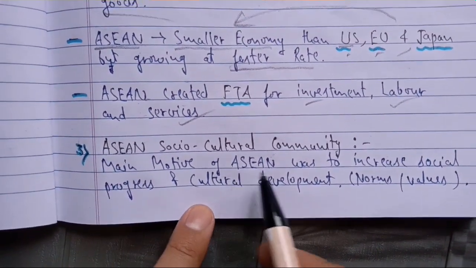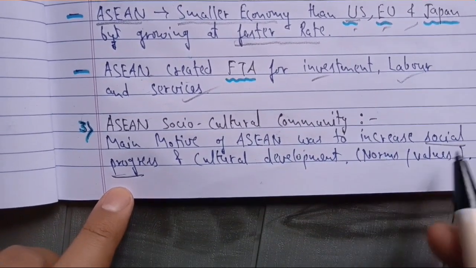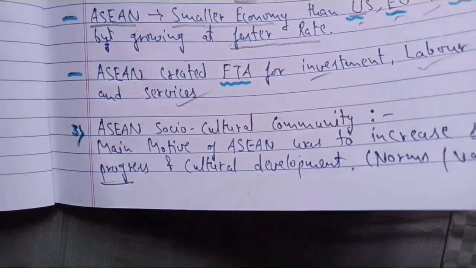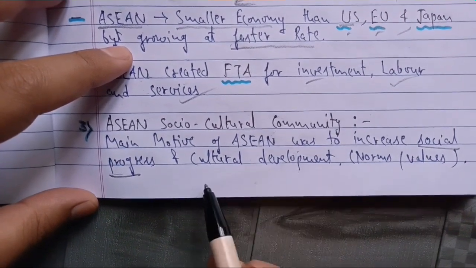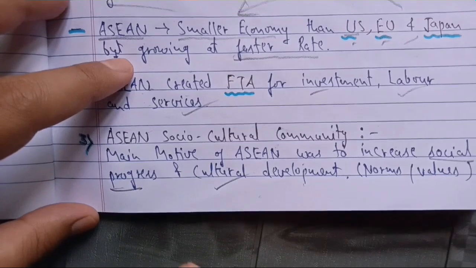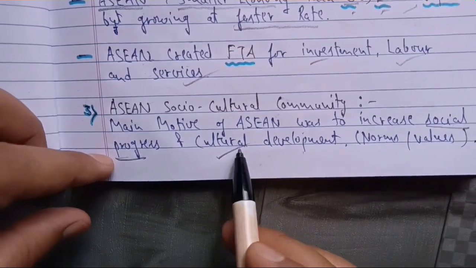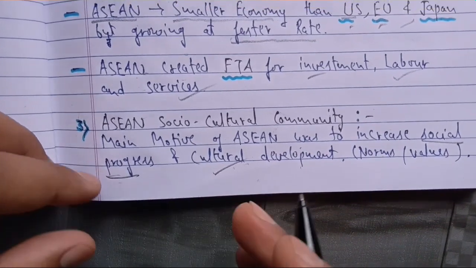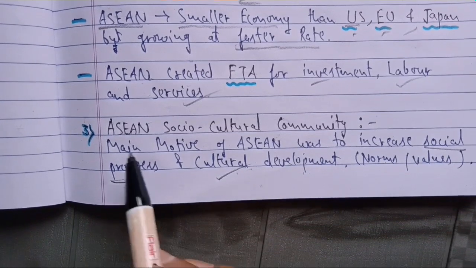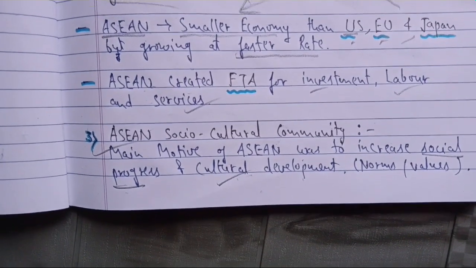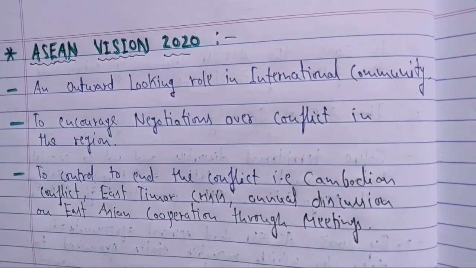The main motive of ASEAN was to increase social progress. ASEAN wanted to increase their social progress, to look after their norms, values, culture, and cultural development. Here their traditions, their dress, languages, their festivals, they focused on these things. They knew this was the base of their country, and along with this strong base they could promote economic development. So this was also one of the important pillars of ASEAN.